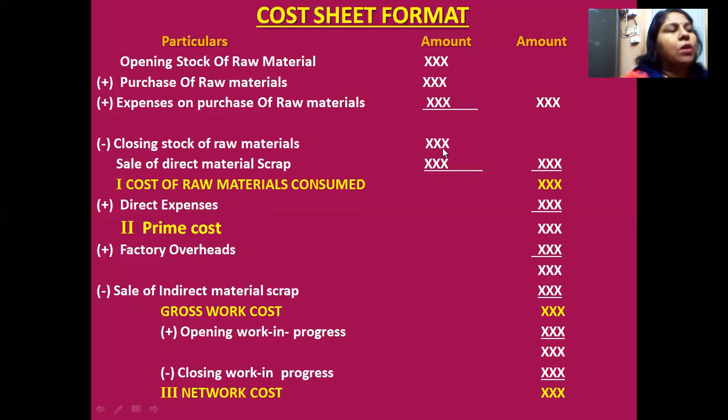So minus closing stock of raw materials, to be deducted from this amount. And then sale of direct materials scrap. What is sale of direct materials scrap? Why am I deducting it in this cost sheet? First of all, you must know the difference between scrap and wastage. What do you mean by scrap? What do you mean by wastage? Scrap means a wastage which has a recovery value, but wastage does not have a recovery value.